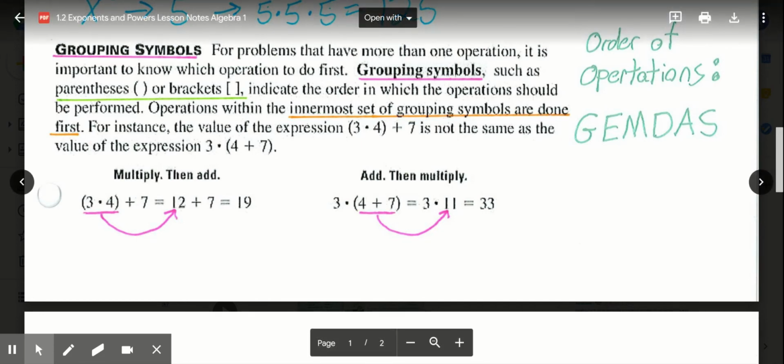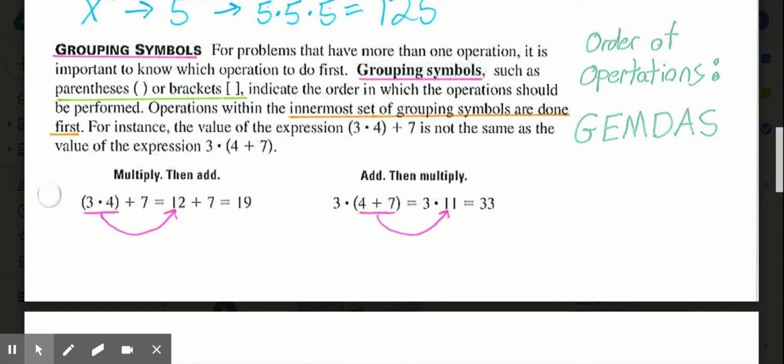In our second example, the 4 plus 7 is in parentheses, so we have to do that first, and then we can multiply by the 3. So our final answer there would be 33. So with grouping symbols, you need to make sure that you're following the order of operations and doing what's inside the symbols first.